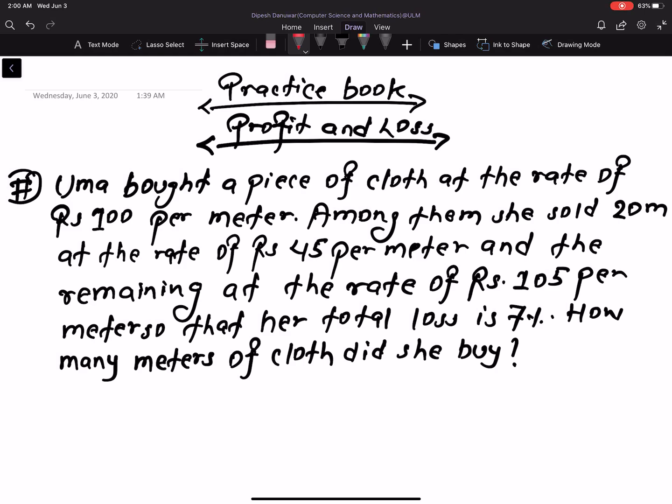Hello everyone. Today we are dealing with the question related to profit and loss, which you can find in your practice book. So let's try to understand what the question means.